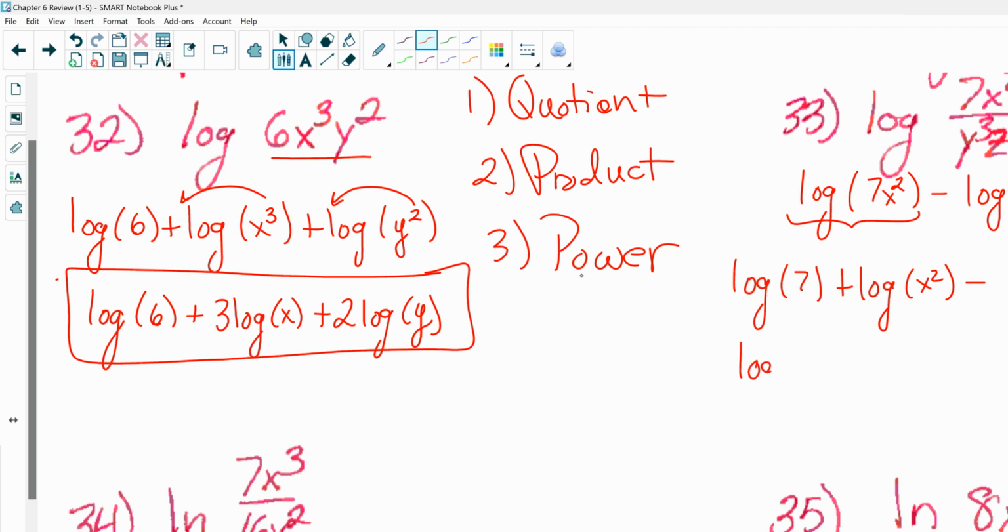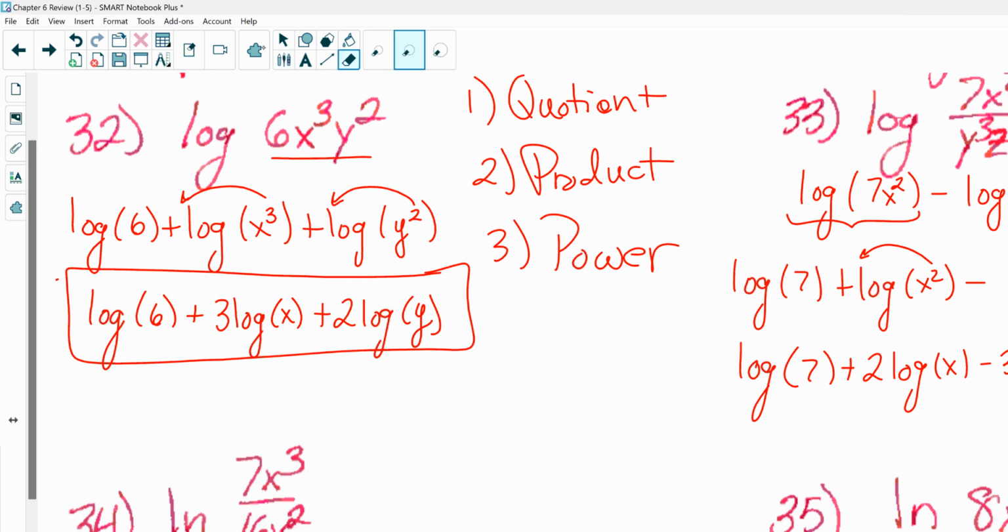Log of 7, there's no exponent. But the 2 for our x squared is going to give us plus 2 log of x. Minus, the 3 comes out giving us minus 3 log of y. And our 2 for z, giving us minus 2 log of z. And that's it.